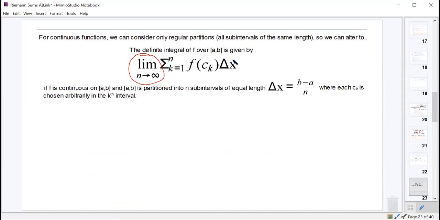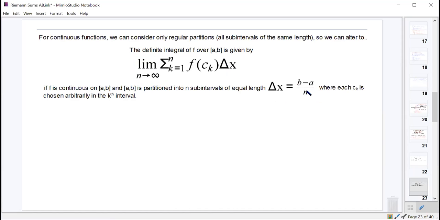And since we decided instead of having each of those subintervals be a different length, we now have them all the same length. The widths of each of those rectangles will all be the same. They'll all just be delta x rather than delta x sub k, right? The length of each subinterval will be the same. It'll always be equal to b minus a over n, which is the ending value minus the starting value divided by however many subintervals we have.